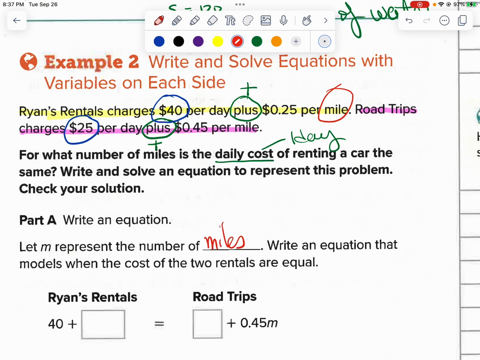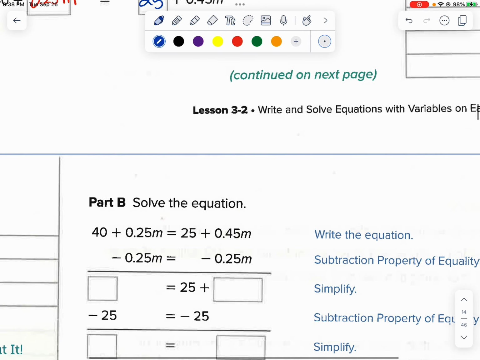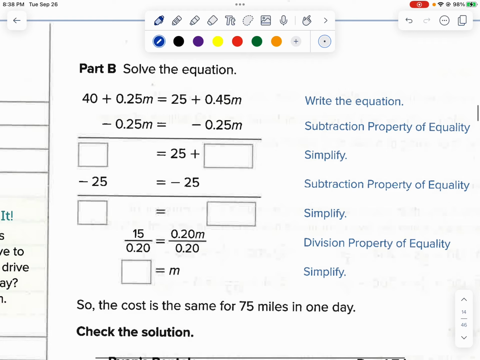Write an equation. So if I'm looking at Ryan's Rentals, it's $40 per day plus 25 cents per mile. Then it says Road Trips charges $25 per day plus 45 cents per mile. It already has the 45 cents per mile, so I'm looking for how much it is for just one day. So for one day, it's $25. Then we're going to solve it, on the next page.